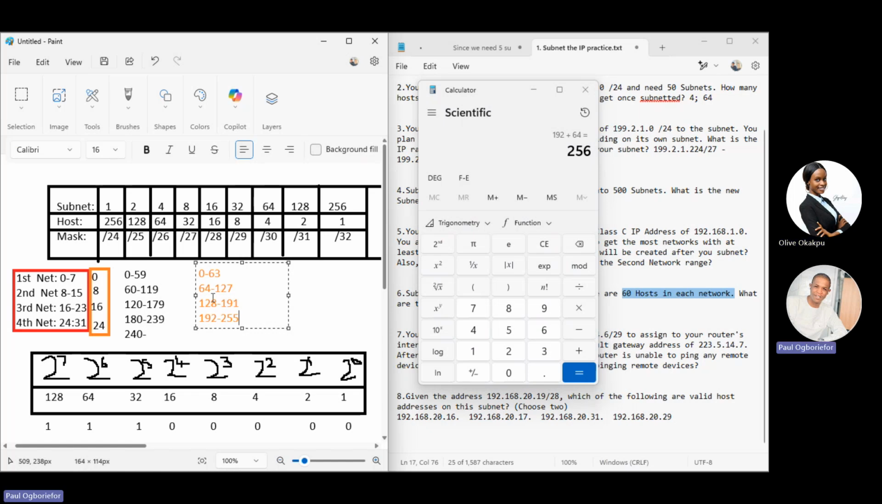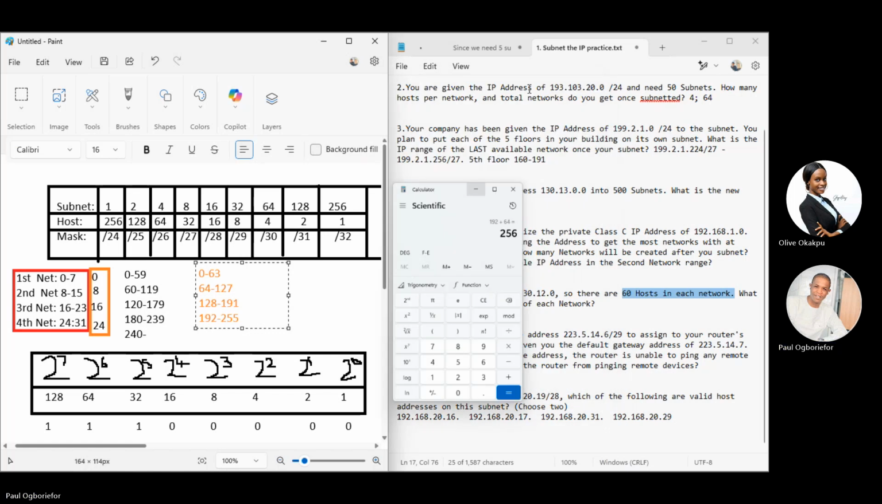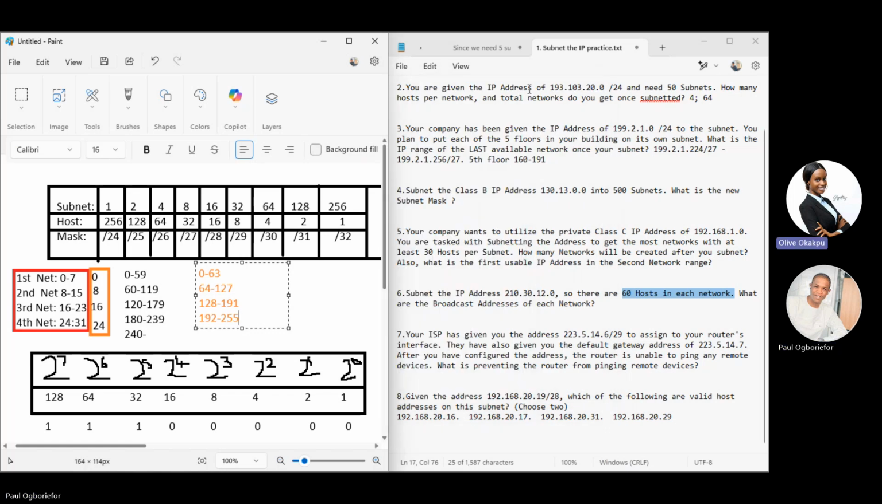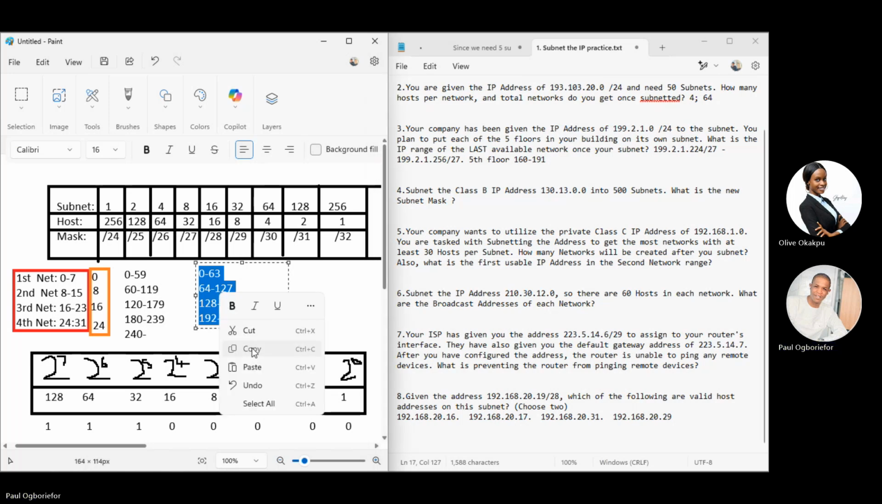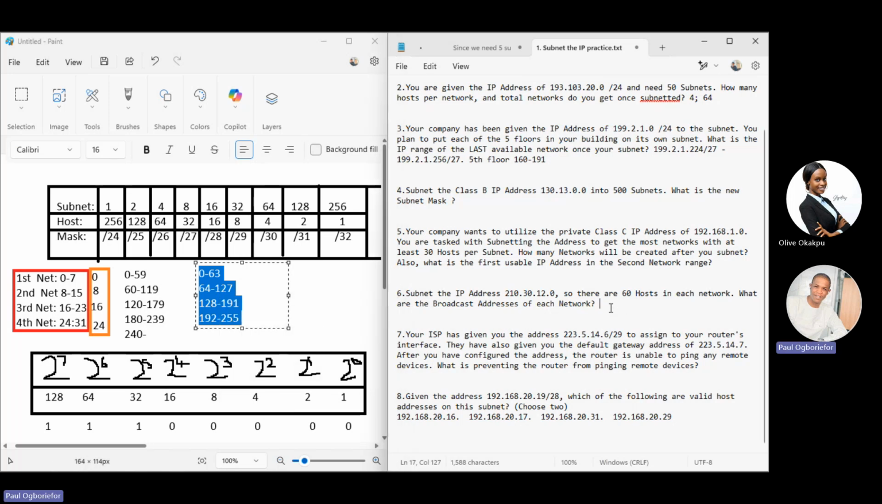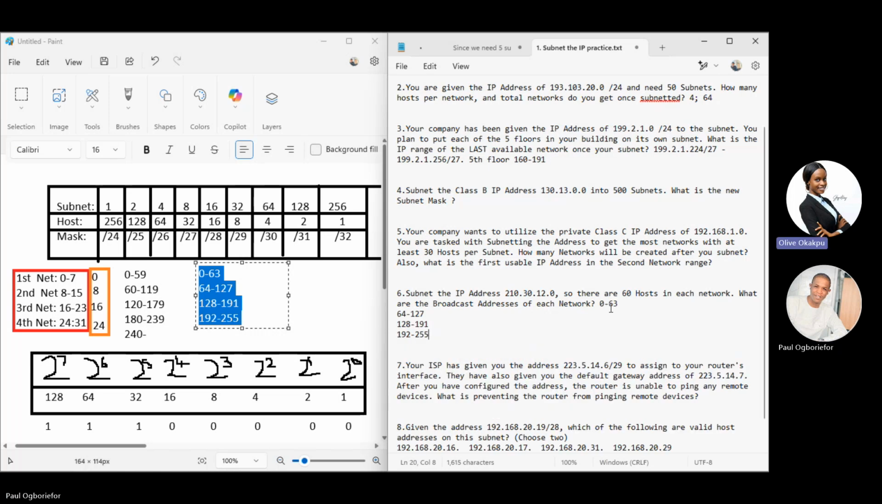So from here, just in case we want to follow technicality and standards, what will be our broadcast for all the networks? It will be 63, 127, 191, 255. As easy as that. So I'll just attach it here. Anyways, let that be there.